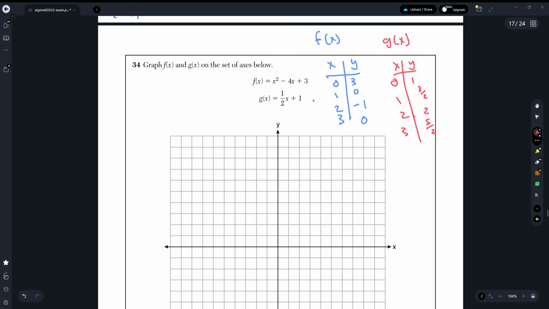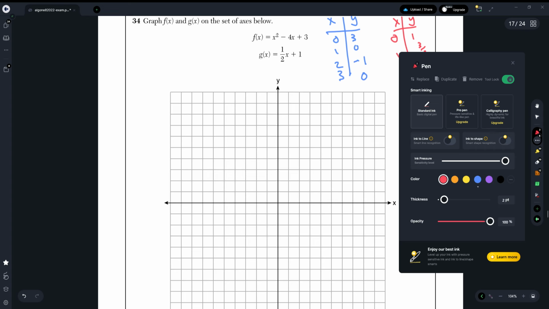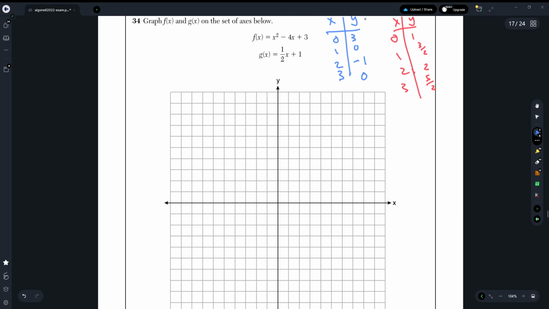So I'm going to plot all these points and connect them. At x equals 0, my y is 3, so right there. At x equals 1, my y is 0. At x equals 2, my y is -1. X equals 3, my y is 0. And I'll throw in a bonus point. When x is 4, my y is 3, right?